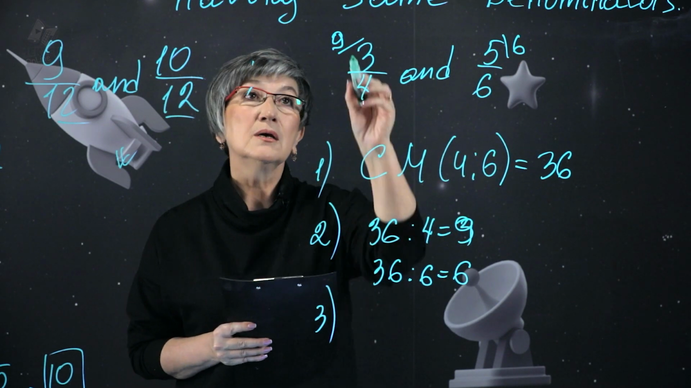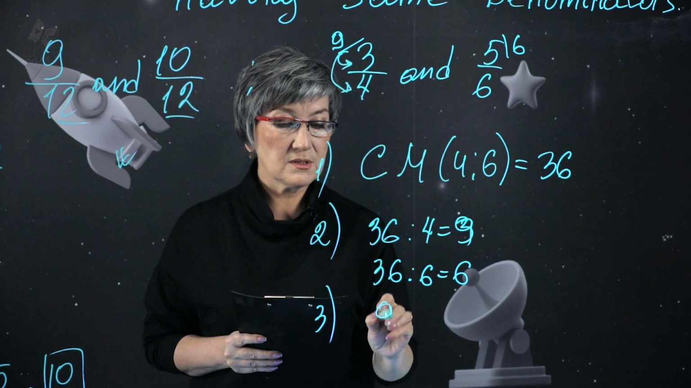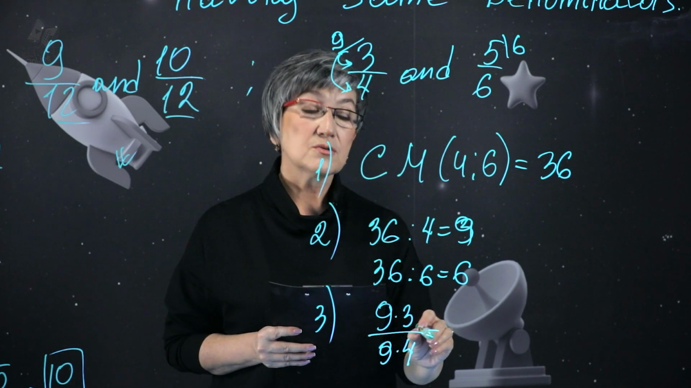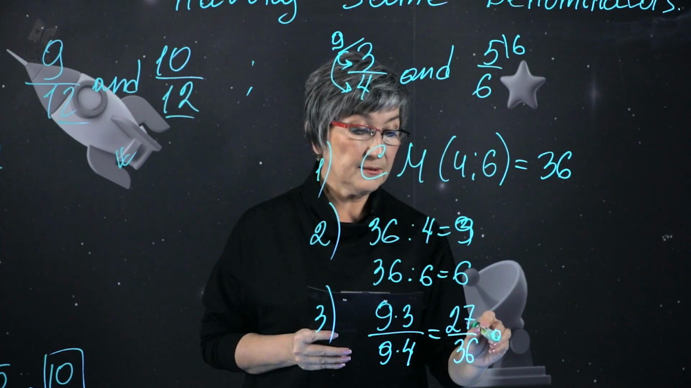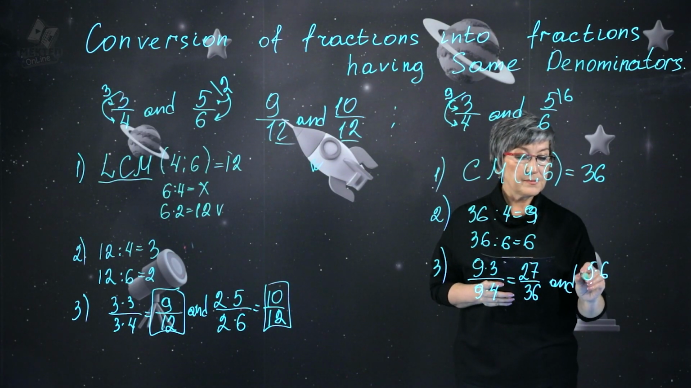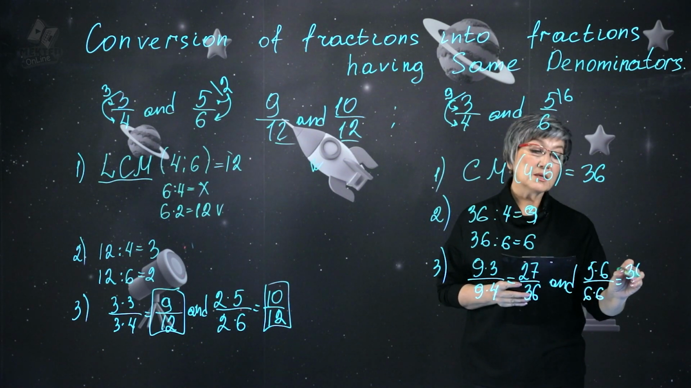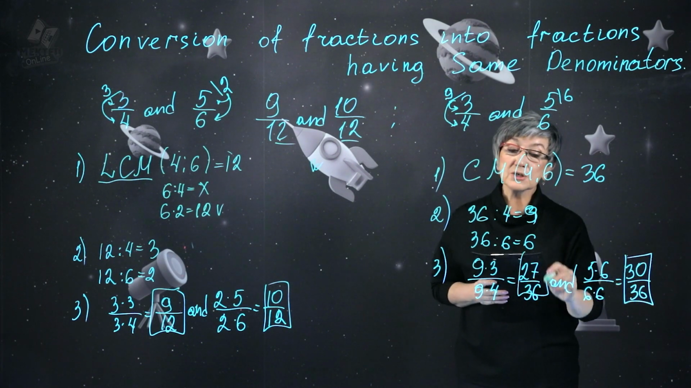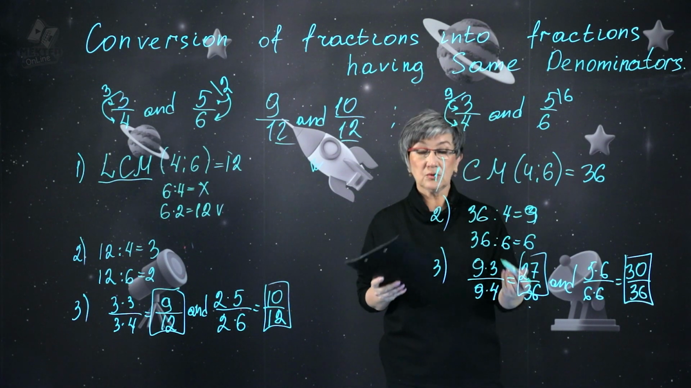We multiply 9 by 3 and 9 by 4. 9 times 3 is 27, and 9 times 4 is 36. As a result, it turns out to be 27/36, and I multiply 5 by 6 and get the fraction 30/36. I got again two fractions with the same denominator, which are 27/36 and 30/36.